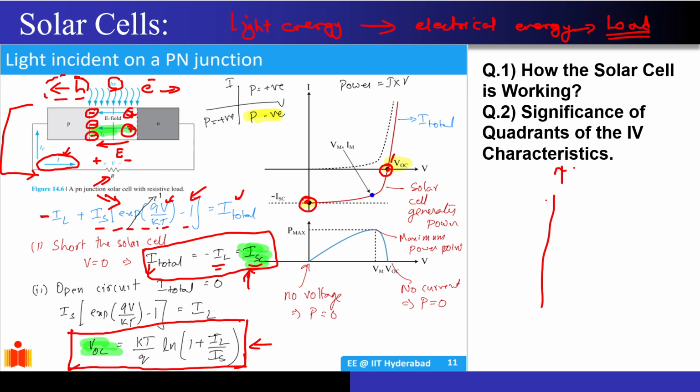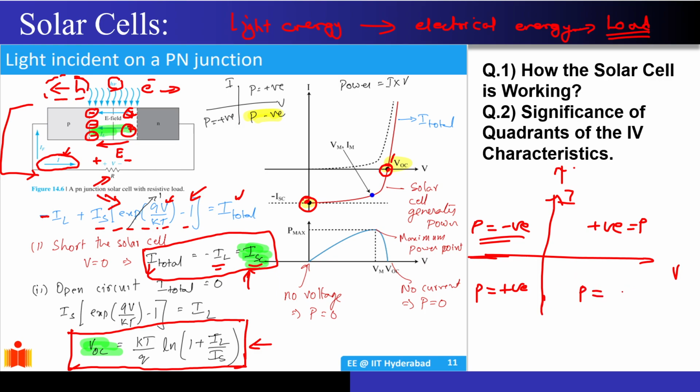So now let me just quickly draw the quadrants over here. This was my V, this was my I. So V and I both are positive over here, so my product of V and I is also positive. If I take over here, then my P is negative. Over here, again my P is positive because my current is negative and my voltage is also negative. If I look over here, my power is negative because voltage is positive and current is negative. What does this negative power signify?